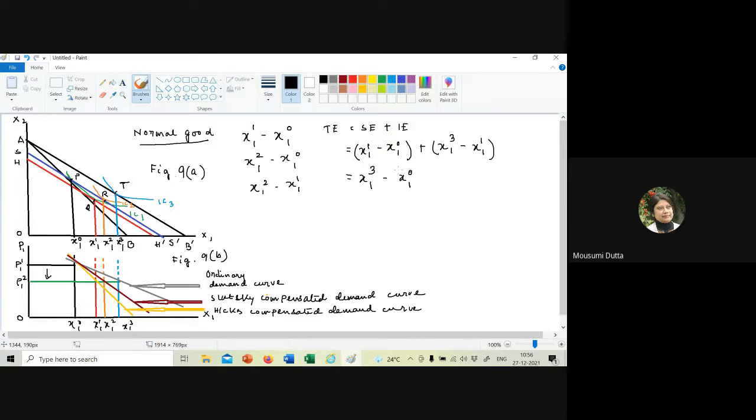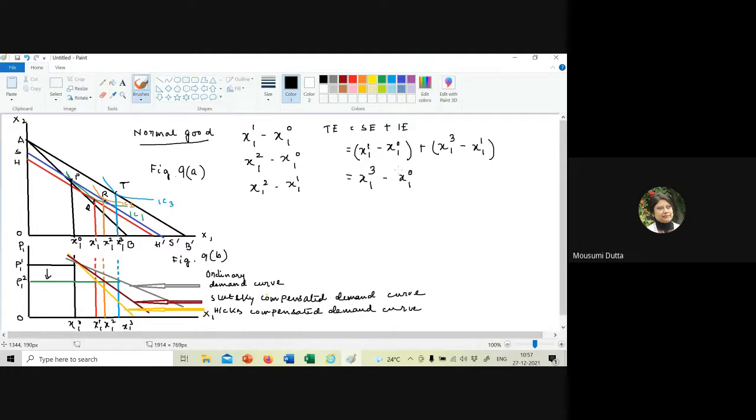Next, again, AB prime has a higher real income compared to the Slutsky budget line, SS prime, and the movement from R to T provides the income effect of relative price change.